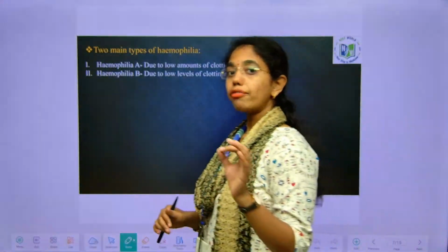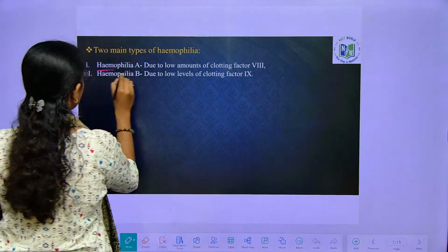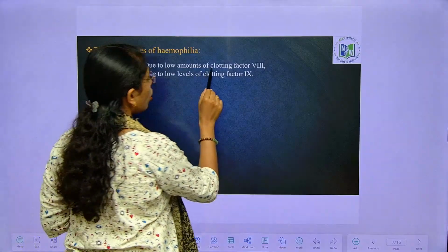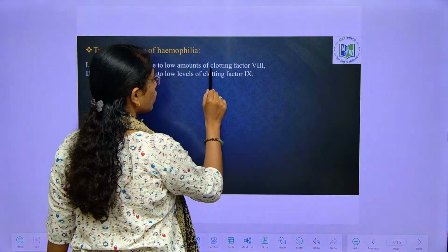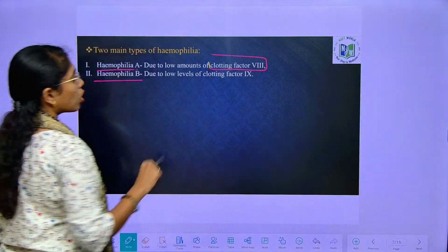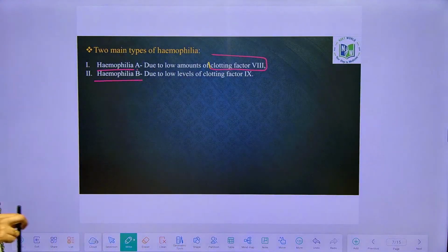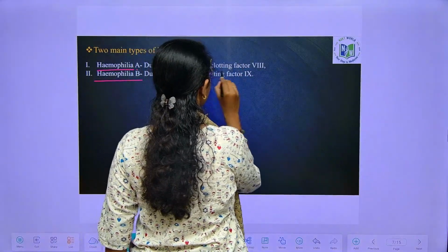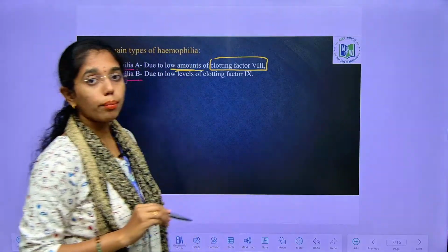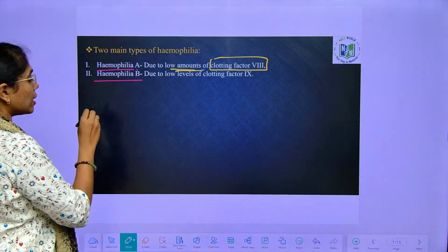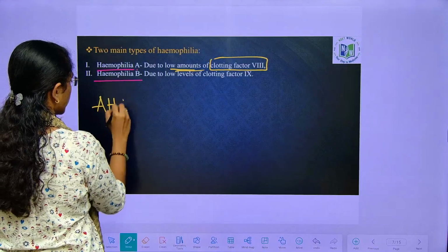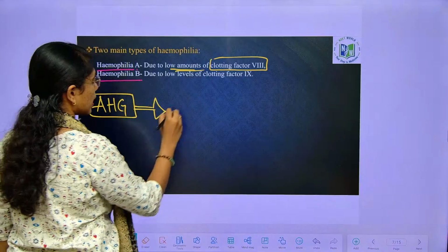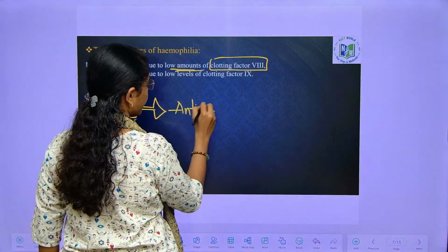And here also you have two types of hemophilia, hemophilia A and hemophilia B. Hemophilia A is because of a low amount of clotting factor 8, which is thromboplastin. And here what factor is getting affected? AHG. Anti-hemophilia globulin factor is getting mutated here.